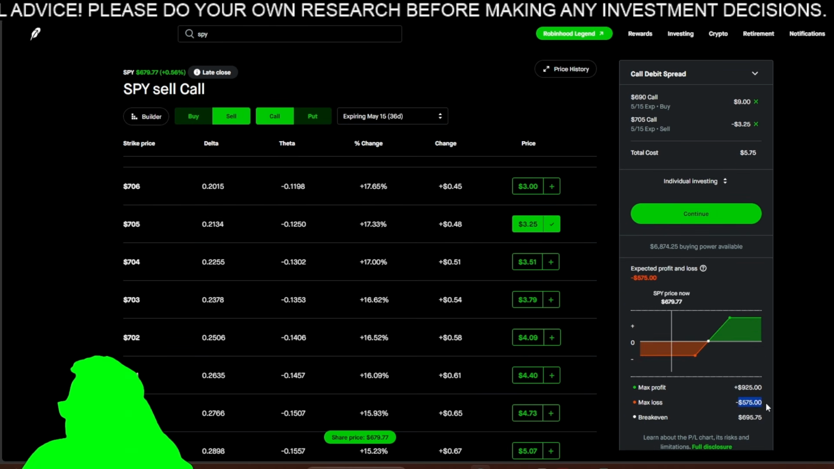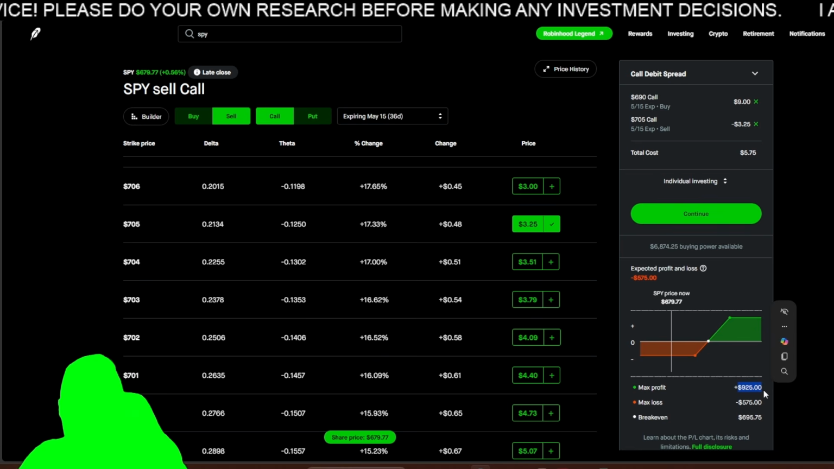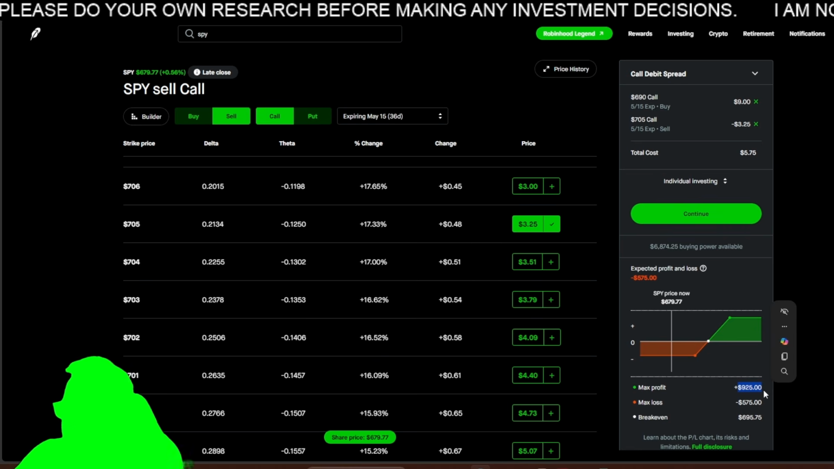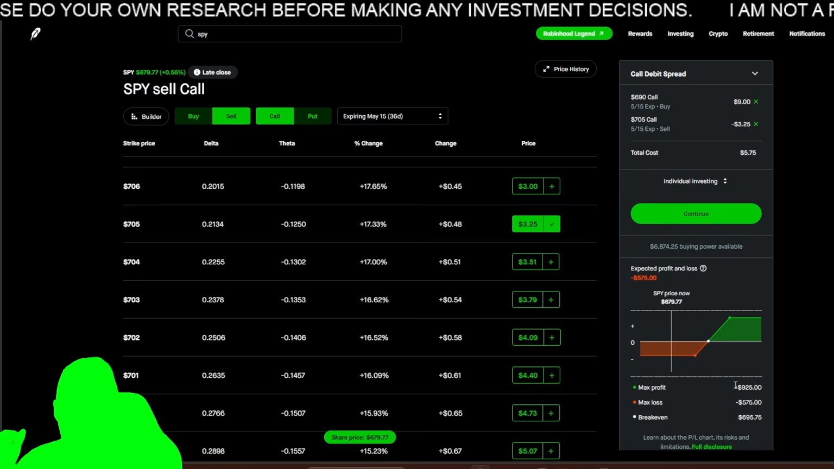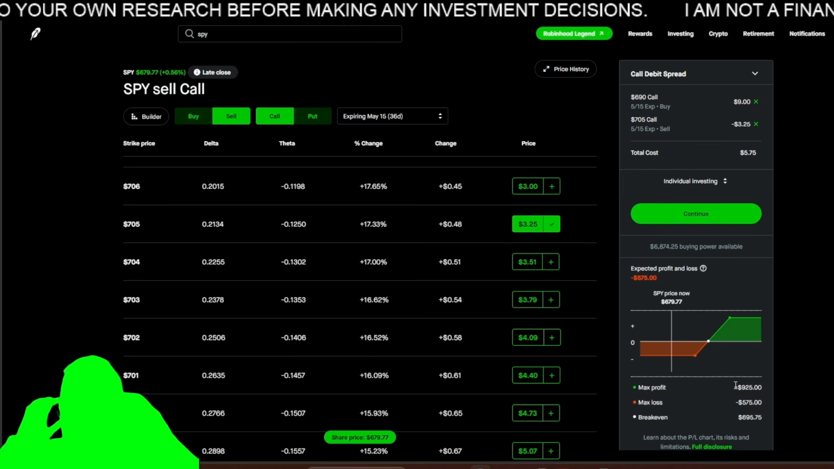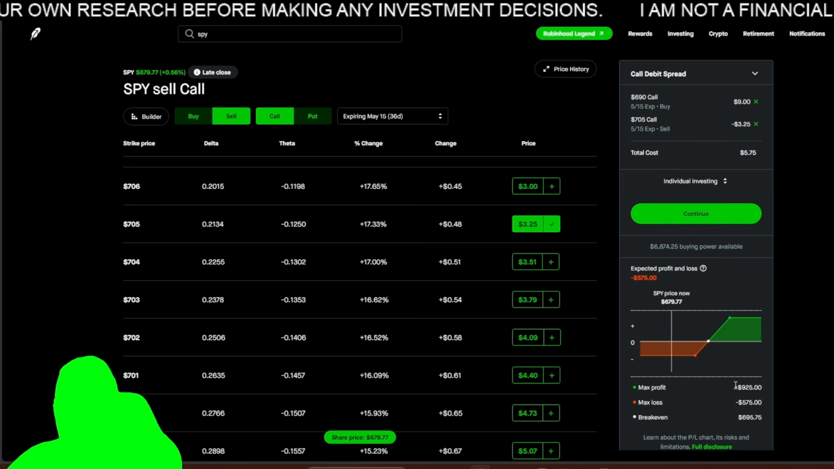So at 705, you're basically risking 1 to get paid out almost 2. So that's a trade you'd be looking at doing in this case, where you're able to increase the widths of your spreads. It's obviously going to cost you more the bigger the width is going to be.